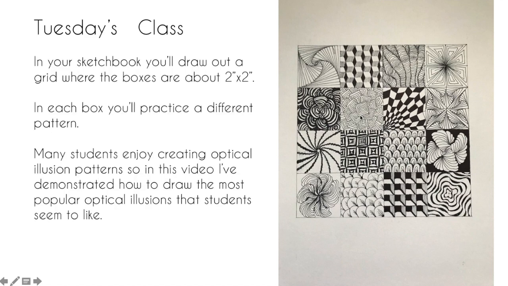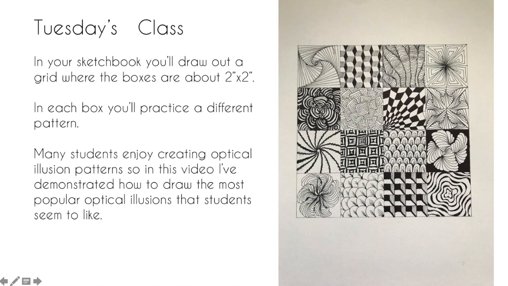So on Tuesday you're going to take out your sketchbook and make a little grid similar to this. You want the boxes in this grid to be about 2 inches by 2 inches. They don't have to be exact, but if they're too small, you don't have enough space to practice your pattern, and if they're too large, you spend too much time practicing just one pattern. Since we want to get 15 done, 2 inches by 2 inches is probably the most effective.